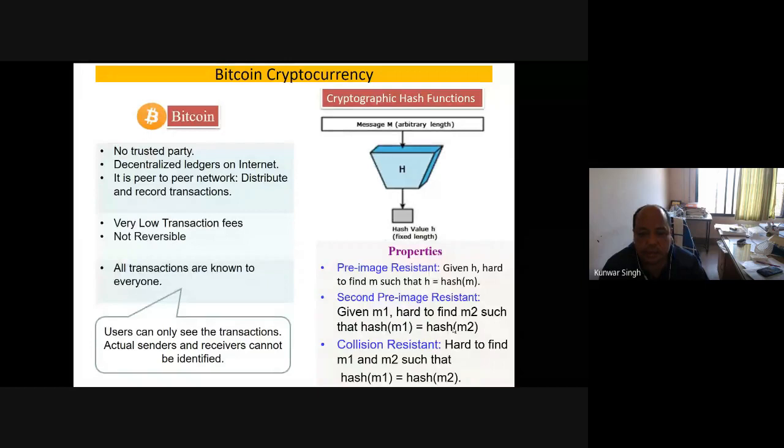There is one more thing: some cryptography. I will briefly discuss cryptography, and some cryptographic primitives which are used in blockchain technology. The first one is the cryptographic hash function. So what is a cryptographic hash function? You have an arbitrary length, large message and you want to compress it to 512 bits. One well-known hash function is SHA 512 bits.